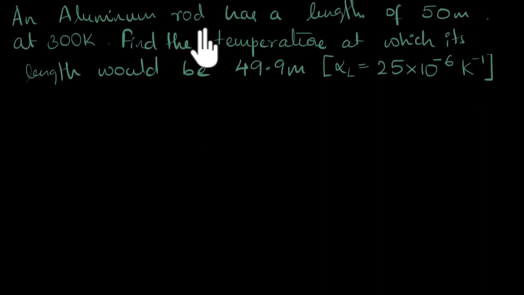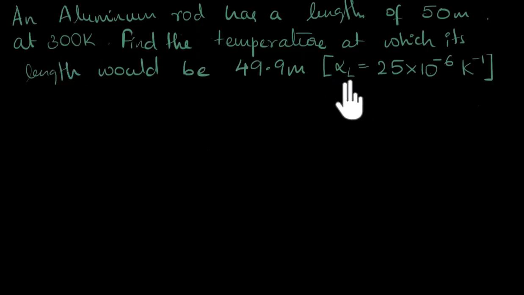An aluminium rod has a length of 50 meters at 300 Kelvin. Find the temperature at which its length would be 49.9 meters. Given the alpha L value, the linear expansion coefficient of aluminium is 25 times 10 to the minus 6 Kelvin inverse. Now, we might be familiar with most of the data like the length and the temperature, but we might be wondering, what is alpha L?